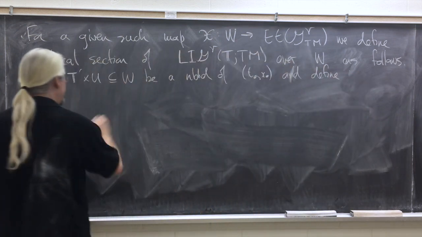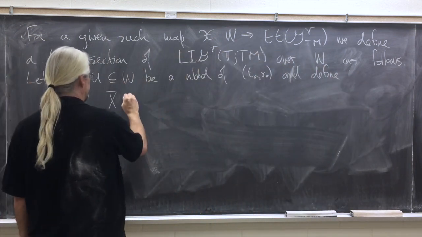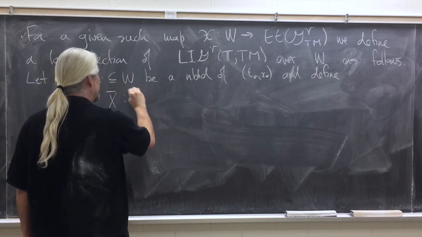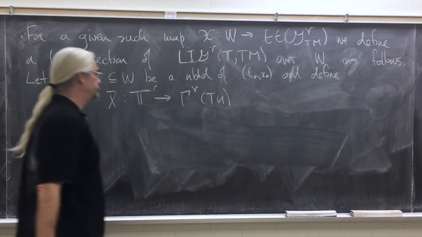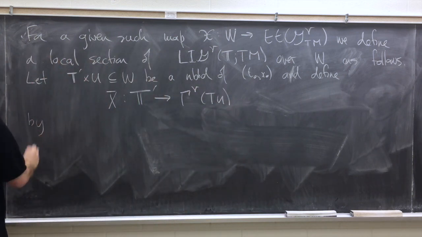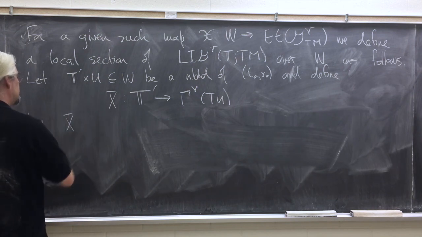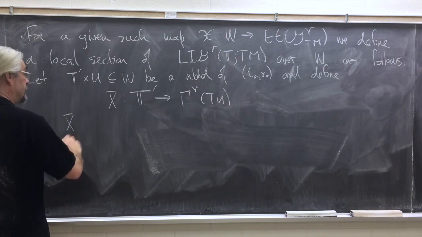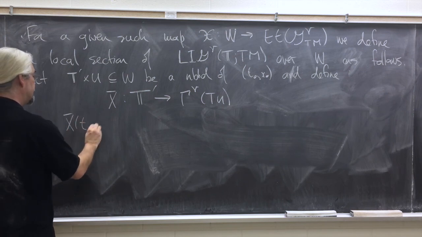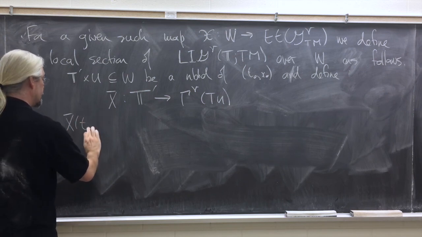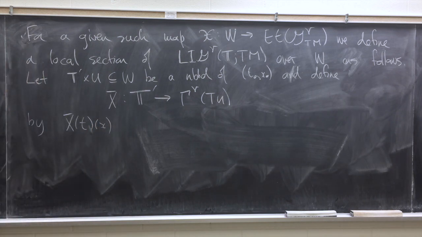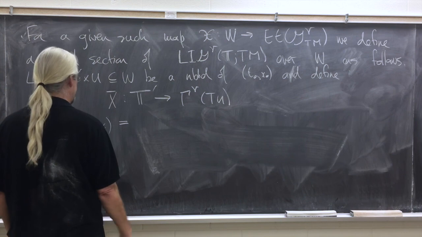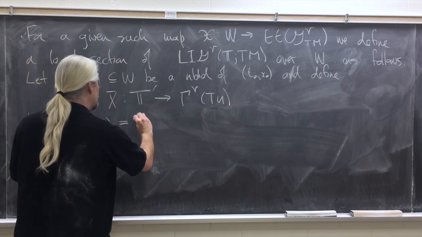So it's going to be a map, X bar, from T prime into gamma nu TU. So X bar of T is going to be a vector field, so it'll be evaluated at a point X. And what's that going to be?